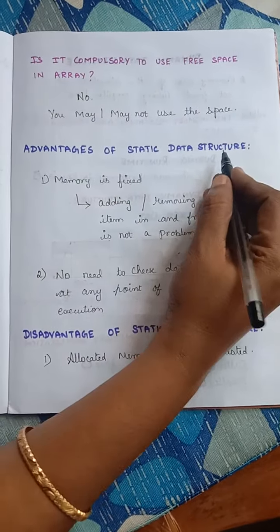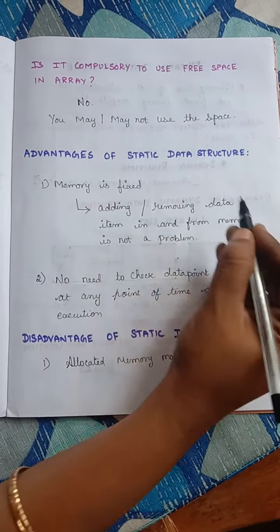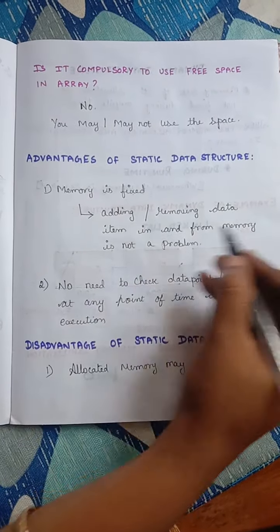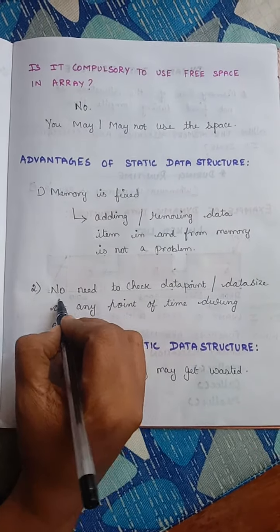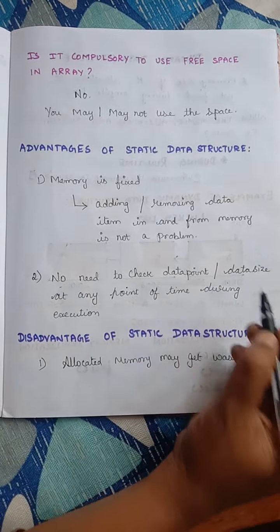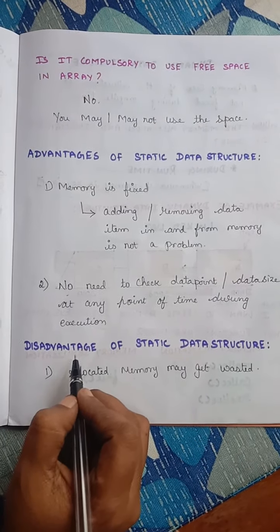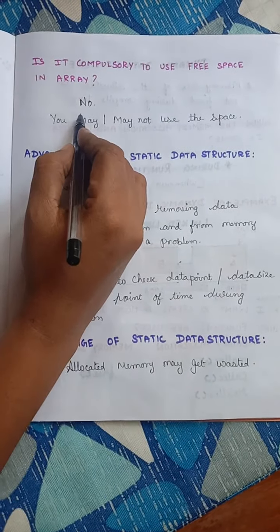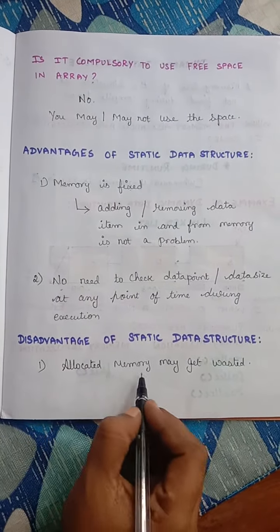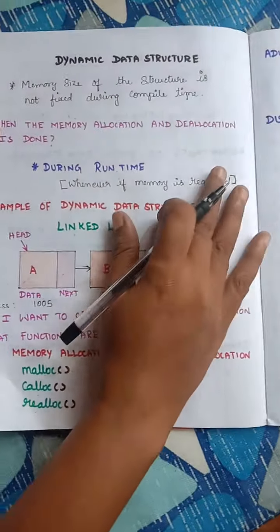Advantages of static data structure. Memory is fixed. That is, adding or removing a data item in and from the memory is not at all a problem in static data structure. Number 2, no need to check data size at the point of time during execution. The disadvantage of the static data structure is, since there is no compulsion in using the free space, allotted memory may get wasted here.